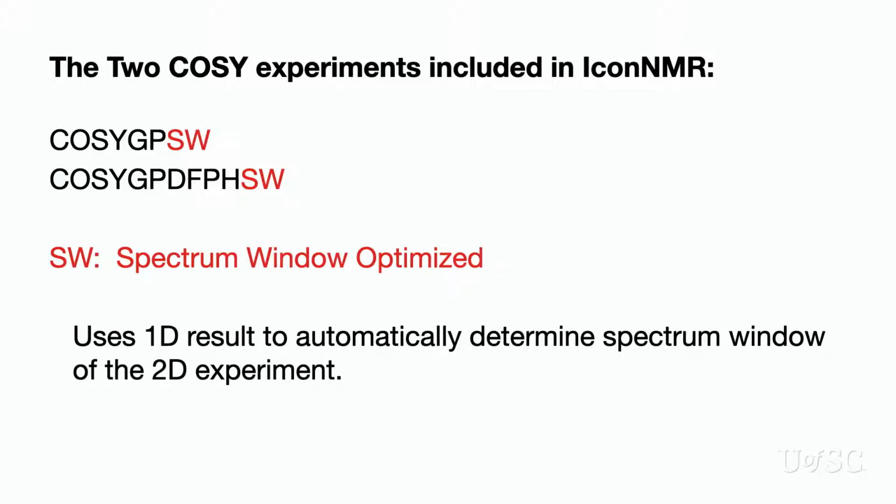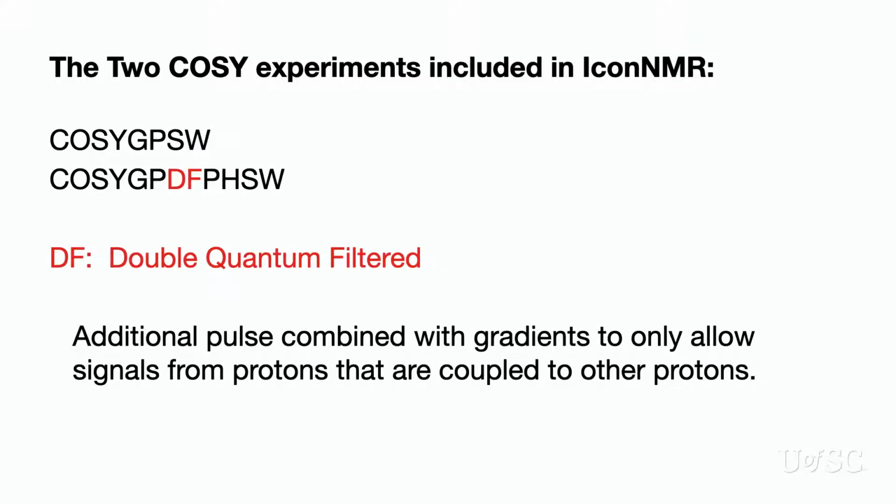Now let's discuss the differences. The DF in the second choice stands for double quantum filter. This is an additional pulse that only allows signals from protons that are coupled to other protons into the spectrum. The results will have singlets greatly attenuated or eliminated from the 2D spectrum. This could make interpretation easier for spectra that have many uncoupled resonances.